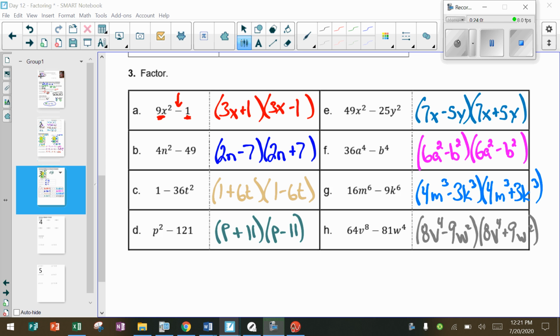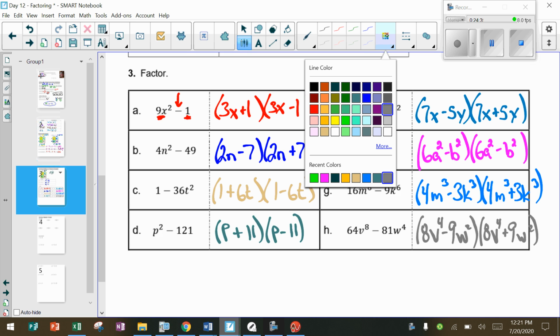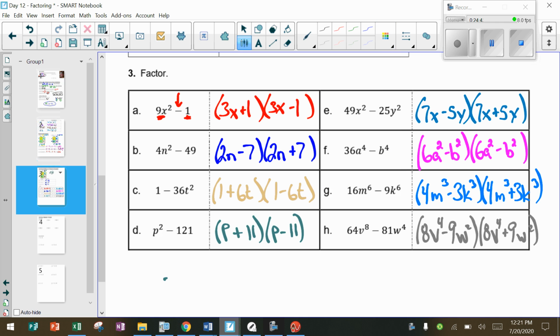All right, welcome back. So the square root of 1 is 1, 36 is 6, and the t splits into t and t, 1 plus, 1 minus. 16 is 4 and 4. You take the exponent of 6 and split it, so 4m cubed, 4m cubed. And then the 9k to the sixth: 3k to the third minus, 3k to the third plus. Now on your calculator, you can do the square root of 121. If you weren't sure whether that number is a perfect square, you can do the square root of 121 on your calculator. That's how I got 11 and 11.